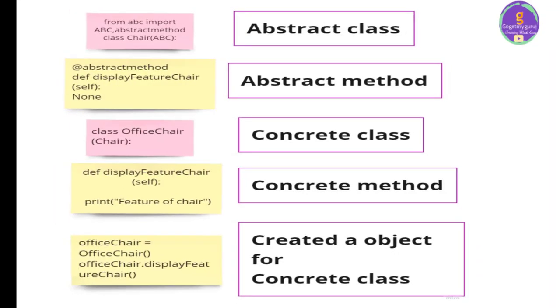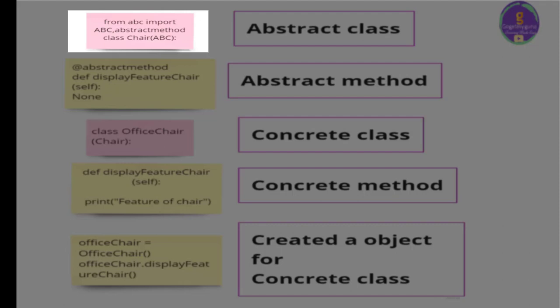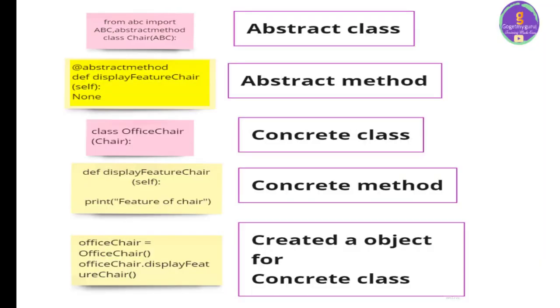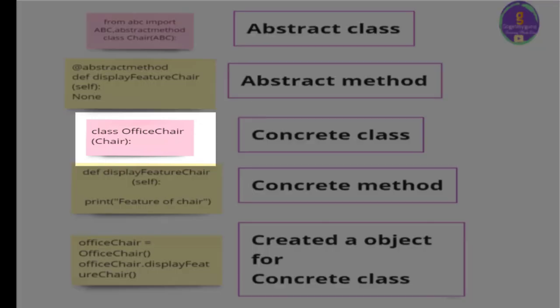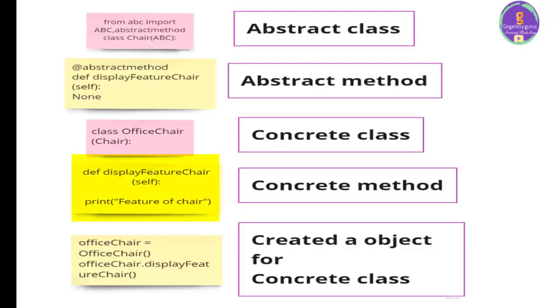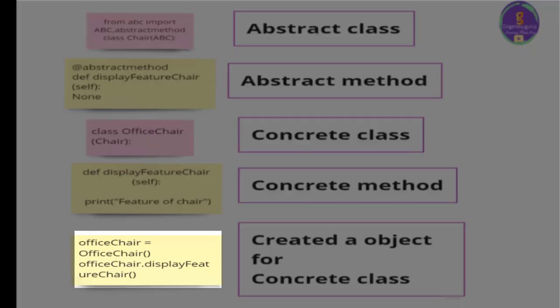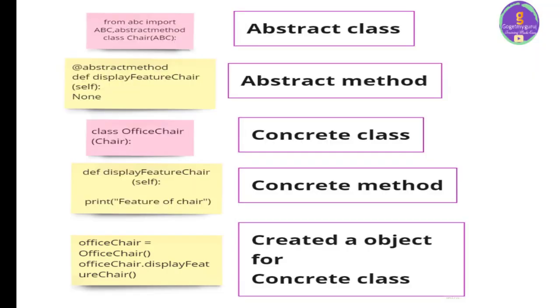Let's see one more example in this diagram. A class is chair, which is inherited from the abstract base class, and it contains an abstract method. Then it forms an abstract class. To change that abstract class into a concrete class, one more class is created, that is OfficeChair, which inherits the Chair class. And there is a method which is overridden in the OfficeChair class, that is features of chair, and then an object is created for the concrete class. Through that object, we called the method of the concrete class.